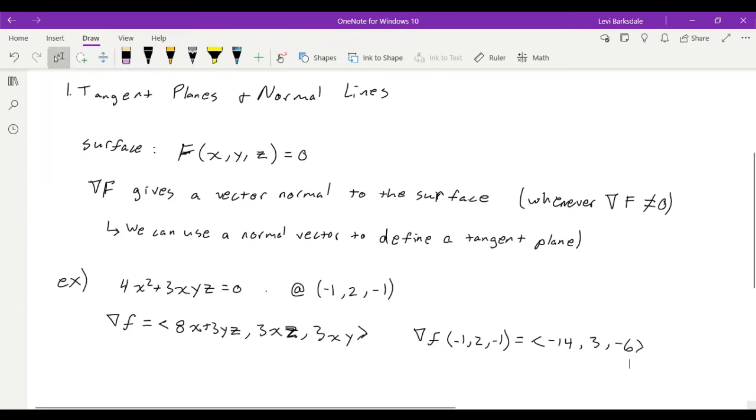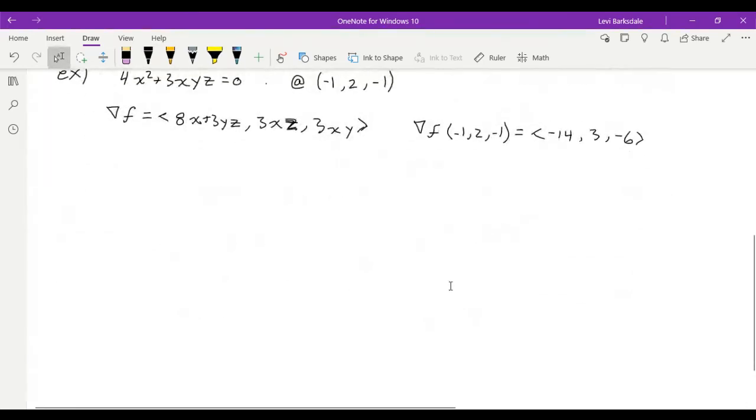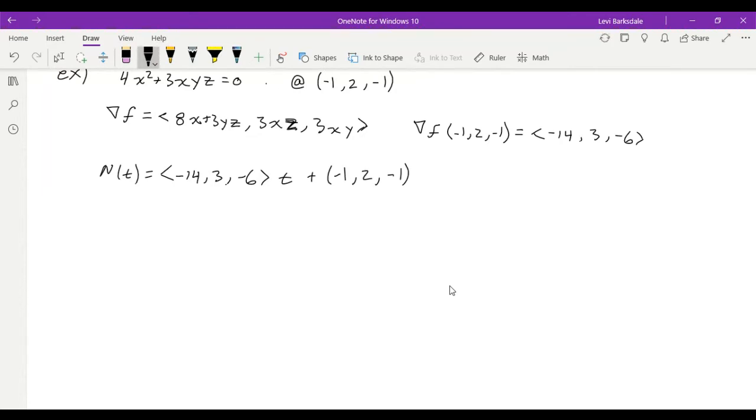Well, here we have a point and a vector, and that is enough to define a line. So we can say that our normal line is the line defined by our normal vector, (-14, 3, -6), times some parameter t, and then we just add our initial point, (-1, 2, -1). And this will give us a line passing through our point that is normal to our surface.